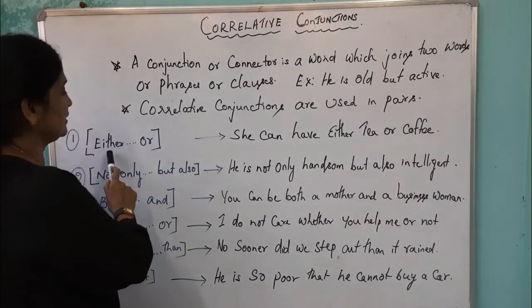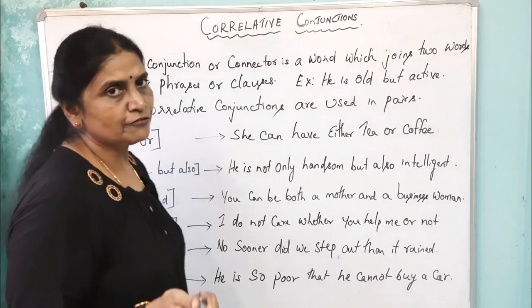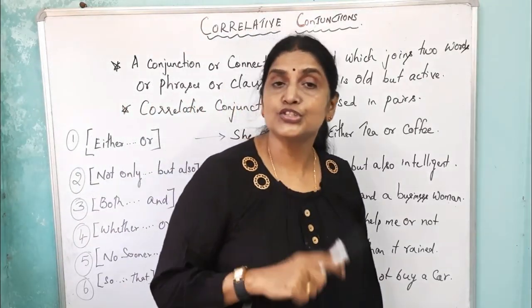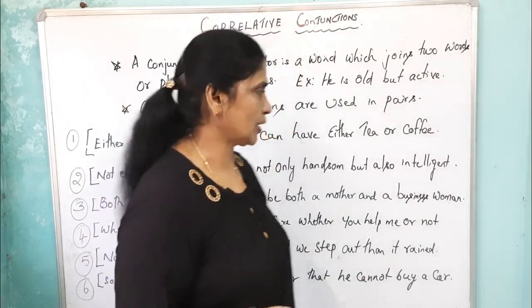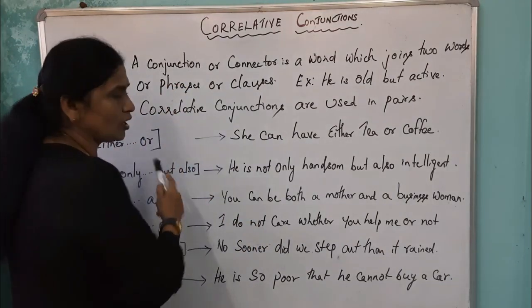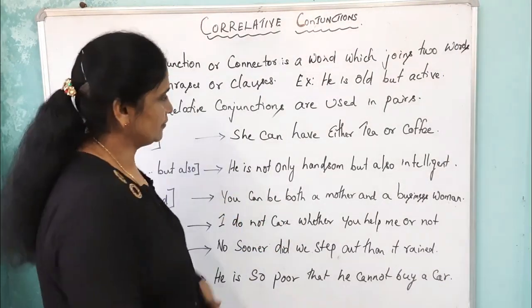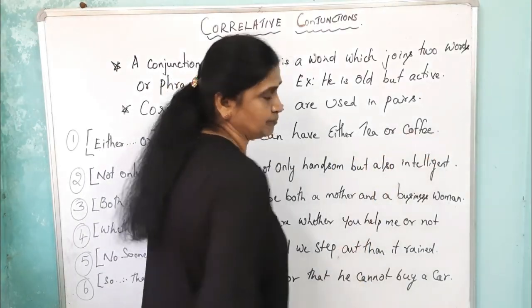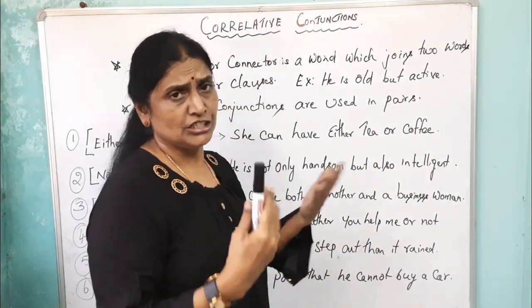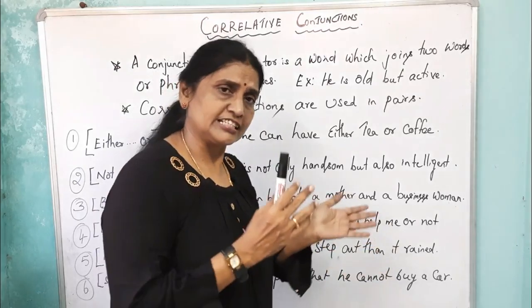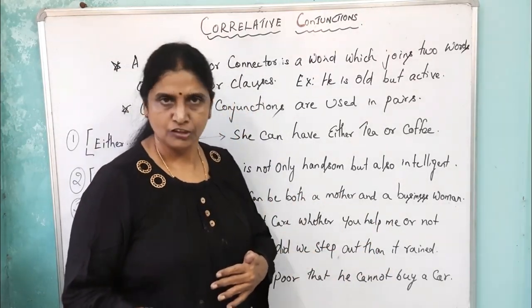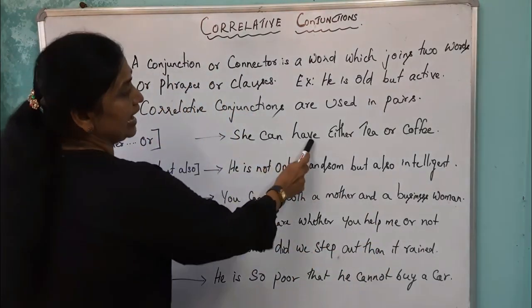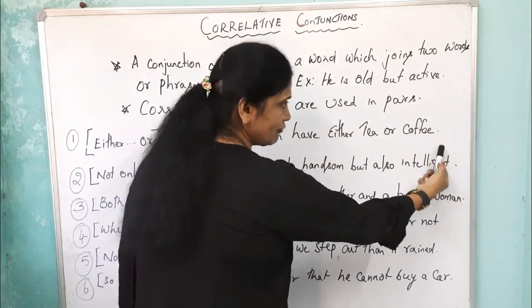The first one is either or. Most of you are aware of the usage of either or. What is the meaning of either or? This or that. Example, she can have either tea or coffee. Either, that means it's her preference. She can take coffee or tea. Got it?